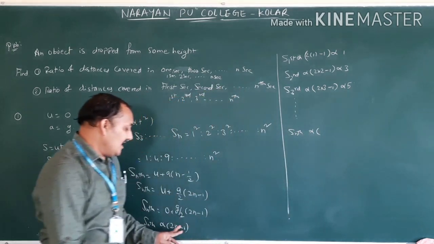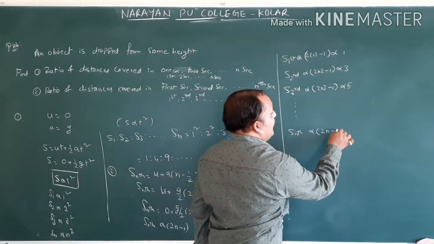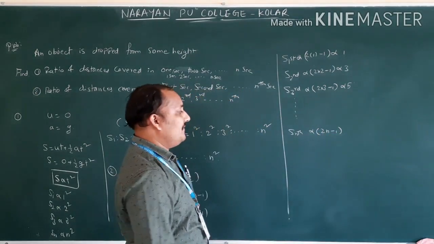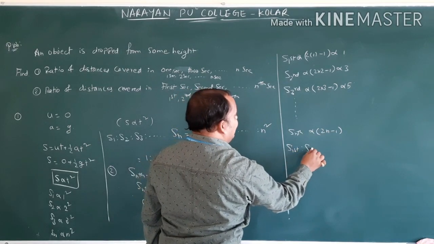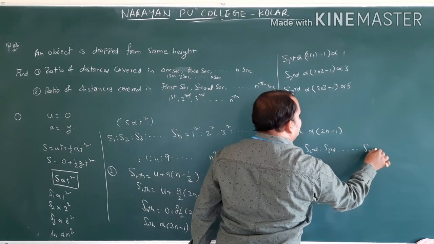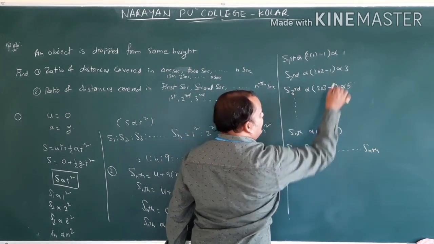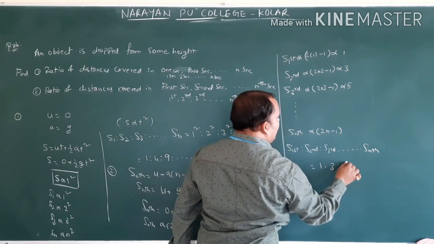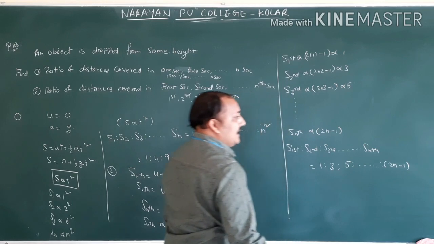So in place of n how much we should take? N second means we should take n. That is nothing but 2n minus 1. So if you substitute, ratio: yes first, yes second, yes third and so on. Sn is equal to, yes first how much we got? 1 is to, 3 is to, 5 is to and so on, 2n minus 1.